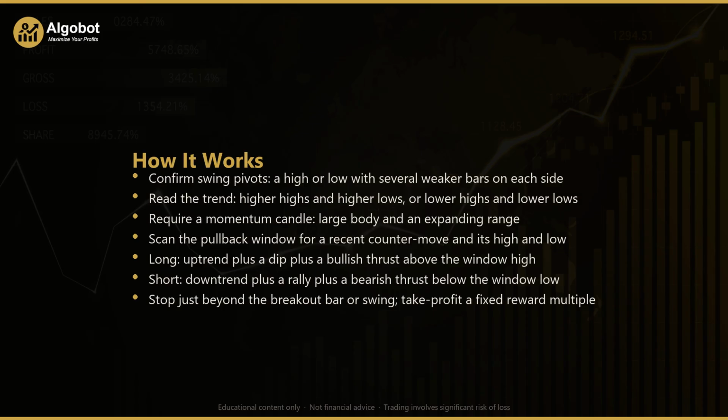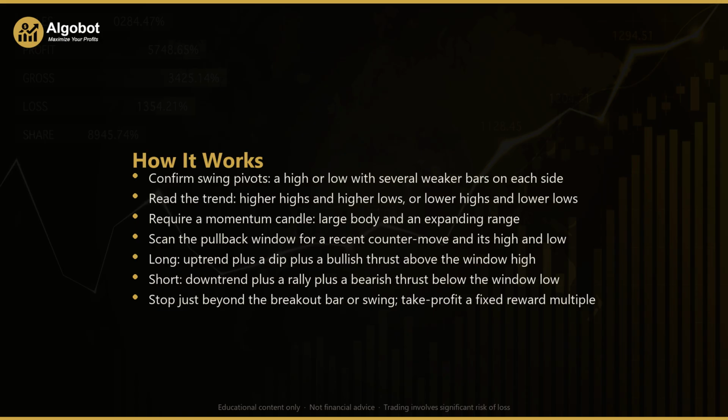On every new bar, the expert advisor stores the latest price data and then checks whether a new swing pivot can be confirmed. A swing high is only accepted once there are several weaker bars on both sides of it, and the same rule applies to a swing low. This confirmation step is what keeps the structure honest and avoids reacting to every small wiggle.